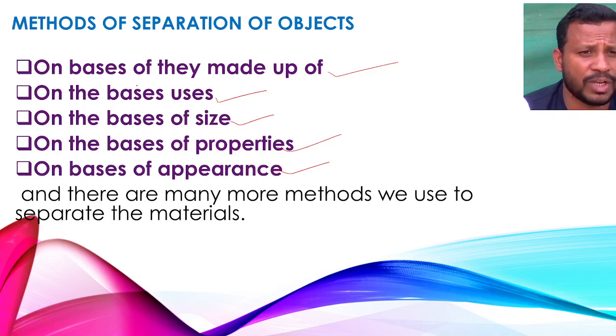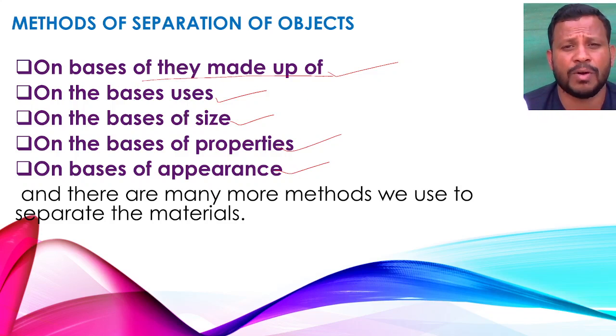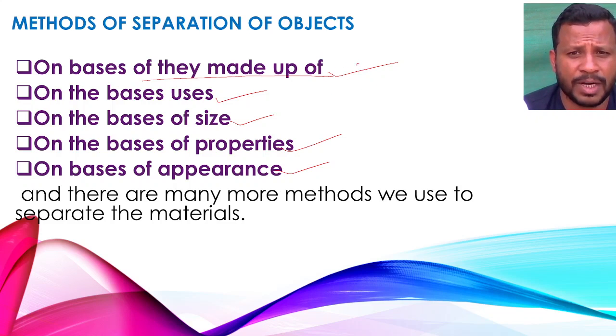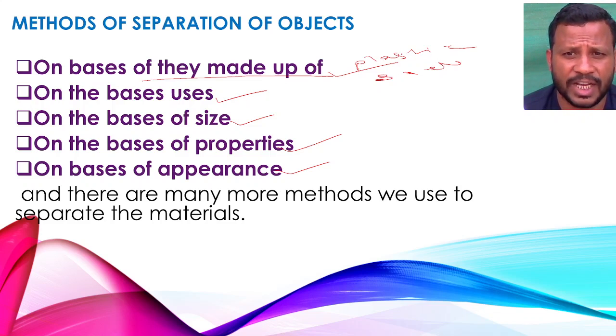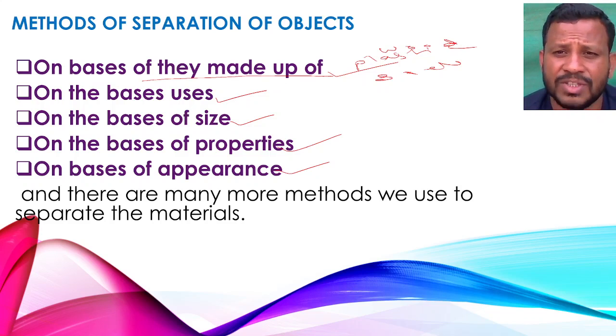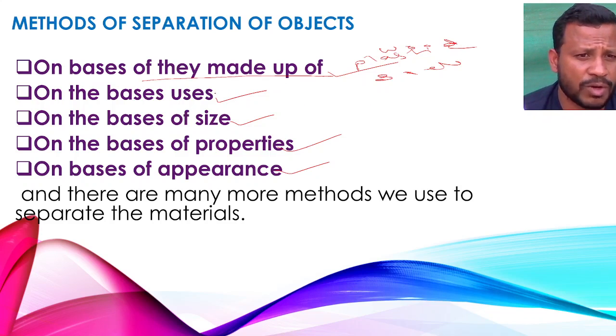For example, if we come to the first point here, made of, some items are made of plastic, so we make a category of plastic. If some items are made of steel, we make a category of steel materials. If the items are made of wood, we separate the materials which are made of wood. Then day-to-day home use materials are separated, and commercial materials are separated.